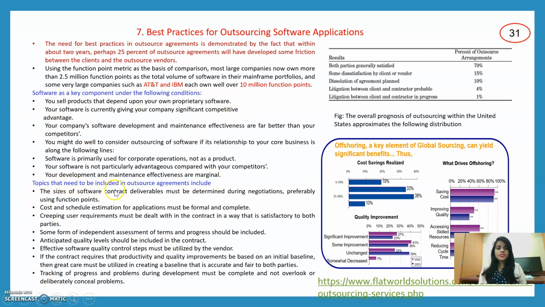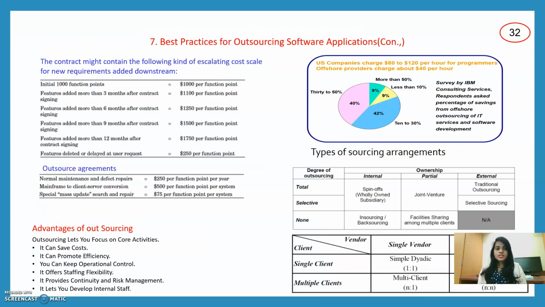And these are the topics that we need to include in outsourcing agreements. The sizes of software contract deliverables must be determined during the negotiations, preferably using function points. Cost and schedule estimation for applications must be formal and complete, and creeping requirements must be dealt with in the contract in a way that is satisfactory to both parties, and effective software quality control steps must be utilized by the vendor. And coming to the advantages, these are the basic examples of outsourcing.